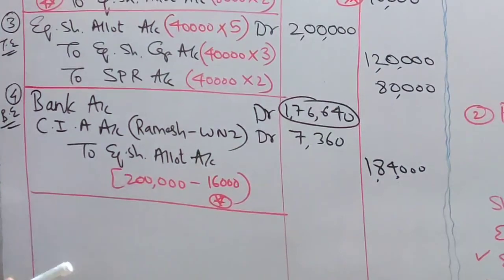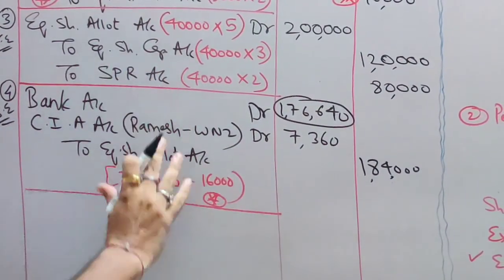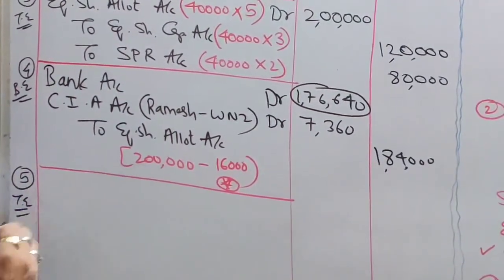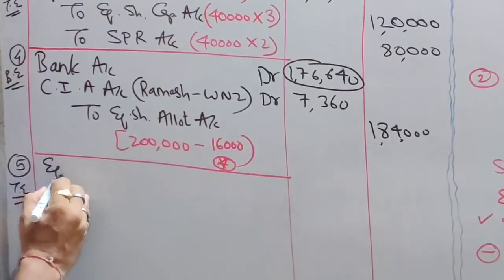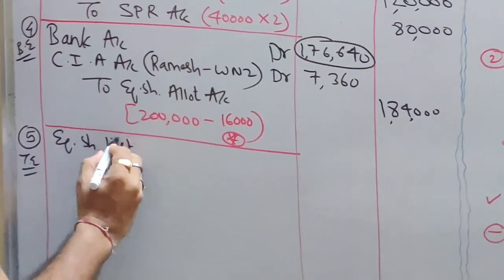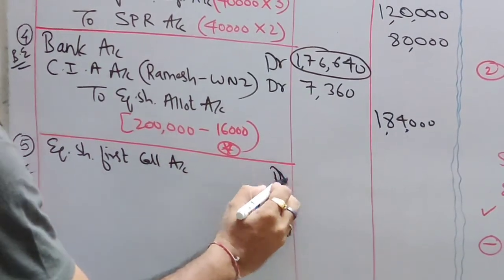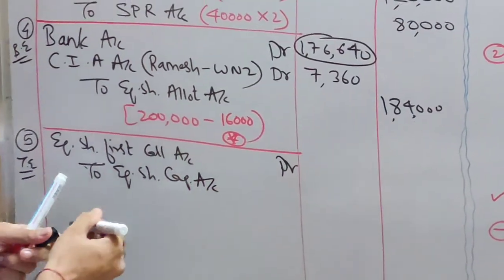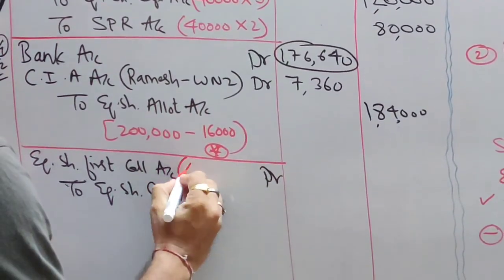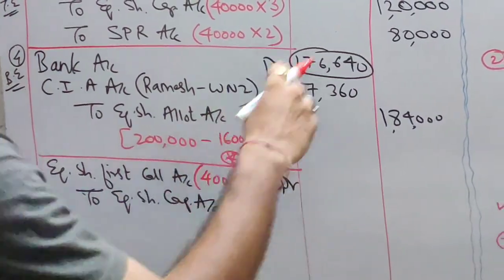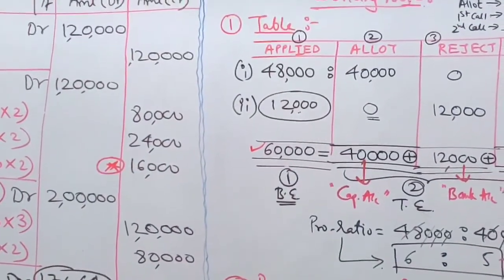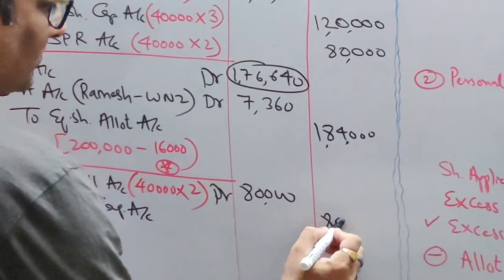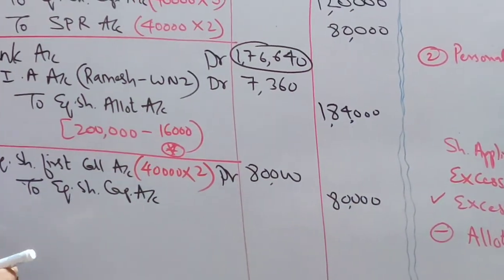So we are done with the allotment. Let's start with the first call entry, number 5. What will be your first call transfer entry? Equity share first call account debit to equity share capital account. Let's write down the working. How many shares were allotted? 40,000. What is the first call money? 2 rupees, given in the question. So 80,000 is the first call money which we have asked the shareholders to pay.